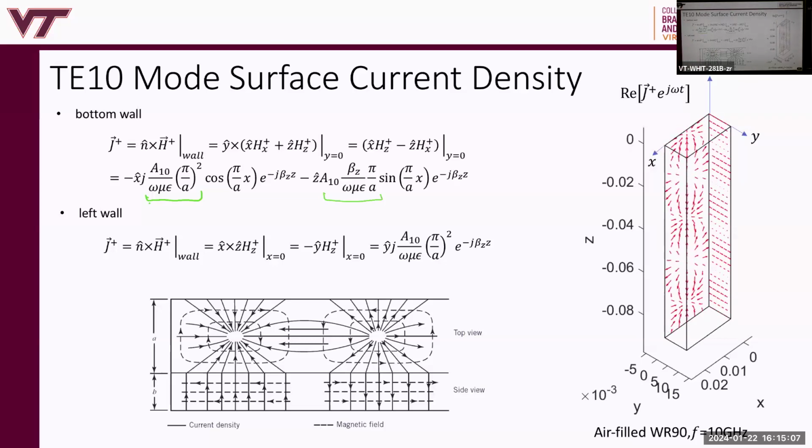Okay, great. Good. So this is an air-filled waveguide, WR90, operated at 10 gigahertz in the X band. And what I'm plotting here is the real part of J plus e to the j omega t, right? That's how you get back to the real vector field.